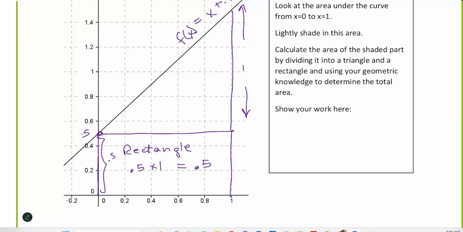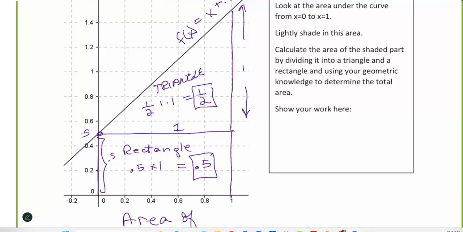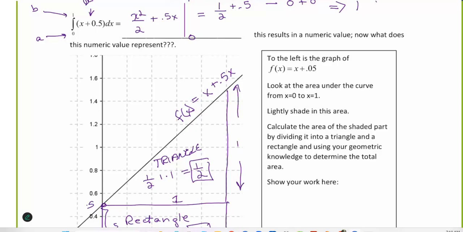And the width is also going to be 1. So the area of a triangle, so this is a triangle, is going to be 1/2 base, which is 1, times height, which is 1, which is just 1/2. So I'm going to add these two areas together. They're both equivalent to 1/2. When I add them together, don't I get 1? So that's the area of the triangle plus the rectangle equals 1, which matches what I have up here.